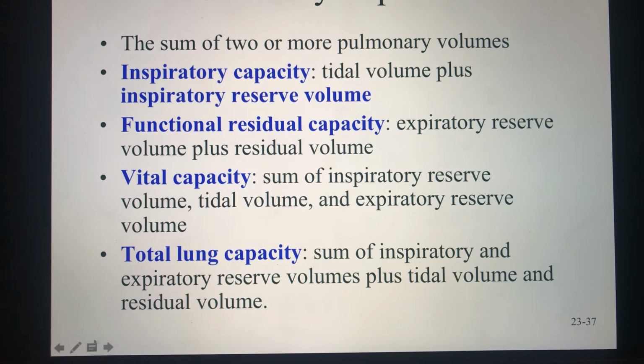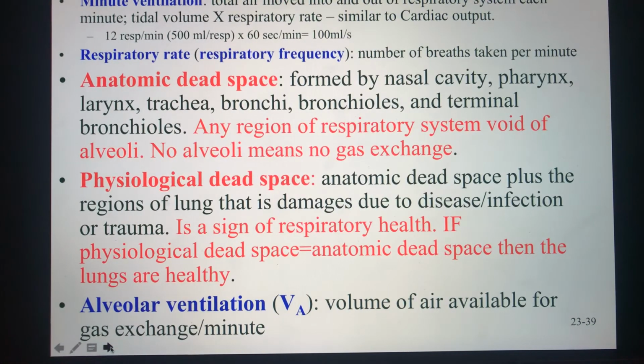Now next, we'll talk about the dead space, right? There's anatomic and physiological dead space. Anatomic dead space is important because it should be the same for people depending on their age. It should be the same for people depending on their health. And their height. Height plays a big role in it.